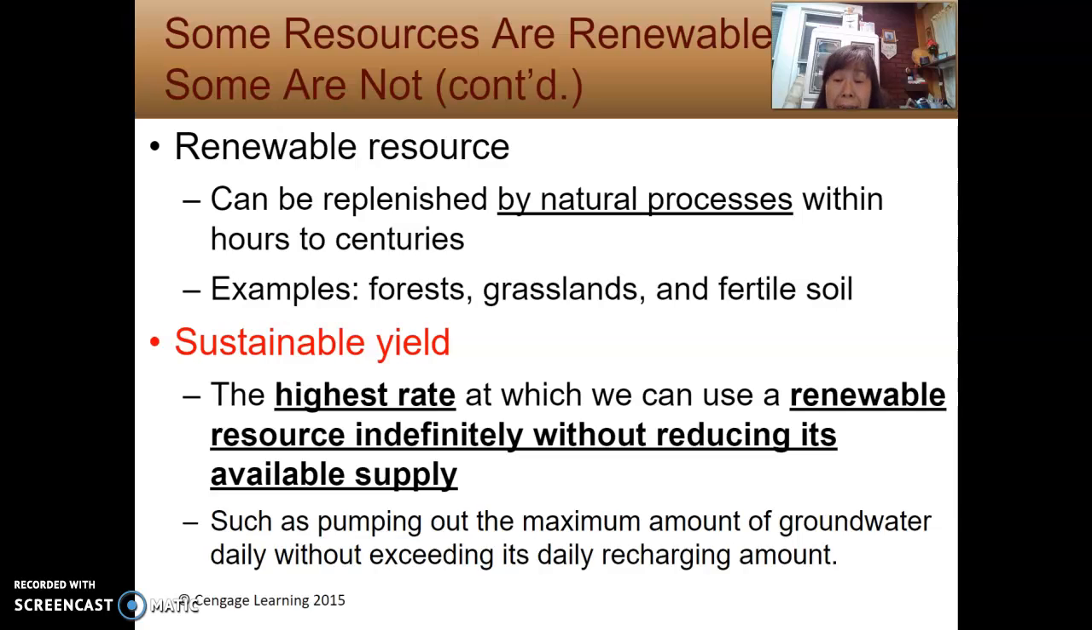And then since we rely on natural resources for economy and for surviving, so we have an important concept. This one is called sustainable yield. So this one is the highest rate at which we can use a renewable resource indefinitely. That means forever, without reducing its available supply. So one example is pumping out the maximum amount of groundwater daily without exceeding its daily recharging amount. We can use as much as possible, but the groundwater would remain available for generations after generation.